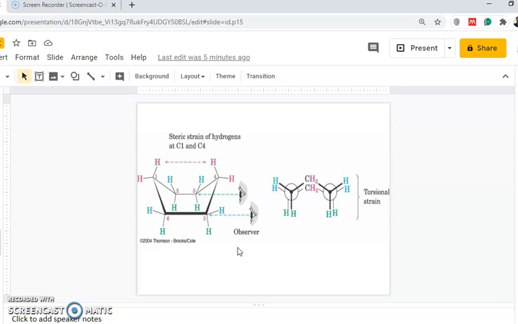Other than that, there is another reason why the chair form is more stable. Look at the first and fourth carbon. In the first and fourth carbon, these two hydrogens come closer, and these two hydrogens are usually called flagpole hydrogens, F-L-A-G-P-O-L-E. There will be repulsion between these flagpole hydrogens, and thereby torsional strain will be more. So these are the reasons why the chair form is more stable compared to the boat form.